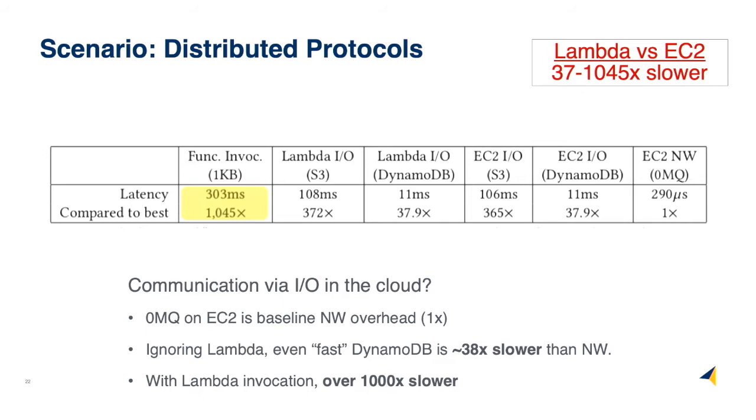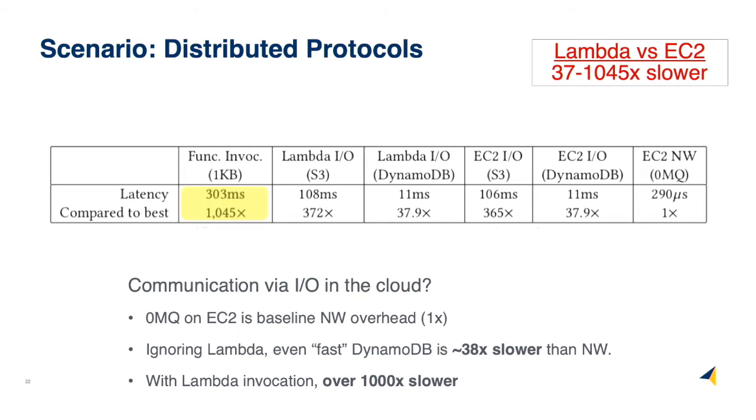So just basic communication between nodes, if you do it the Lambda way with pure function invocation, it is 1,000 times slower than just having two EC2 nodes talk to each other over a network port. And if you go through storage servers in the Amazon cloud, depending on which ones you use, it's something like 30 to 300 times slower just to round trip to storage in Amazon standard services.